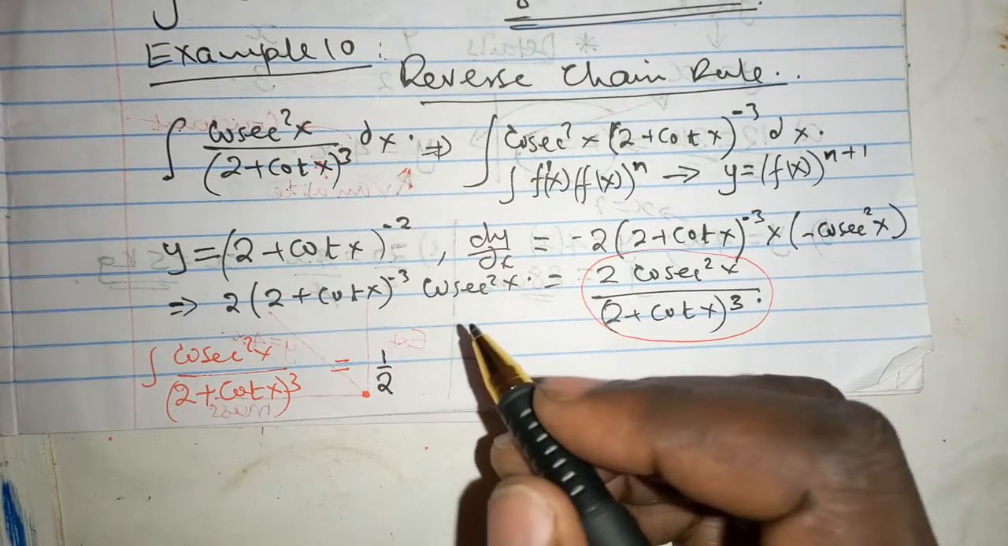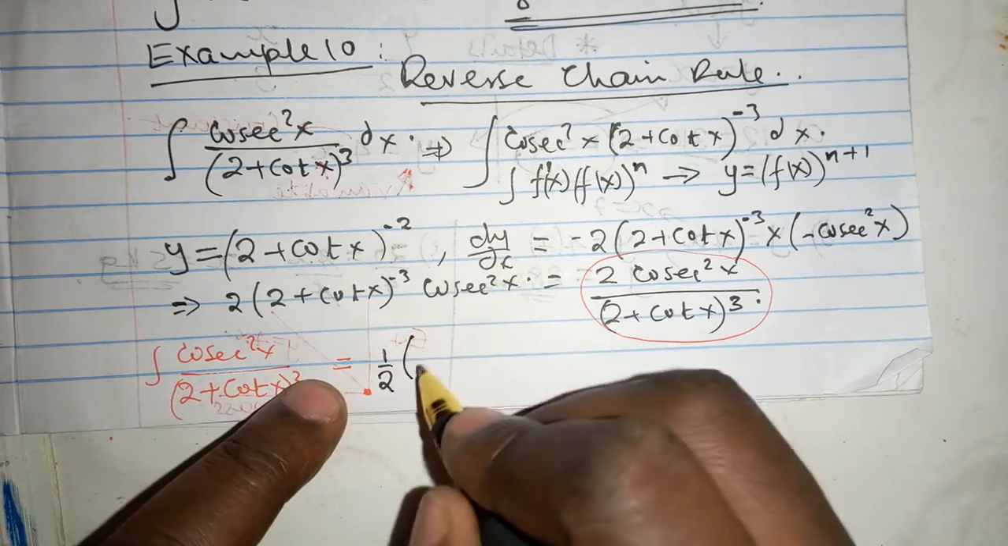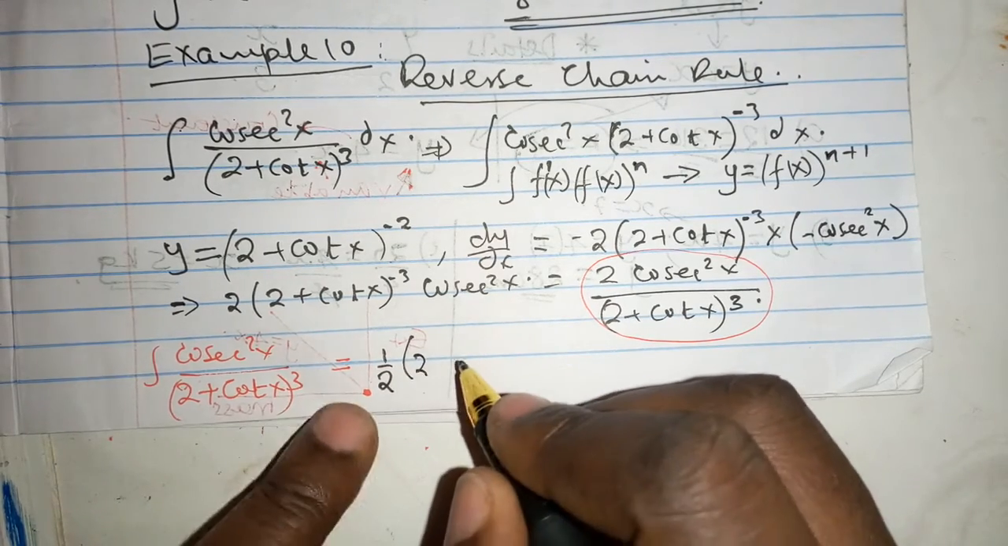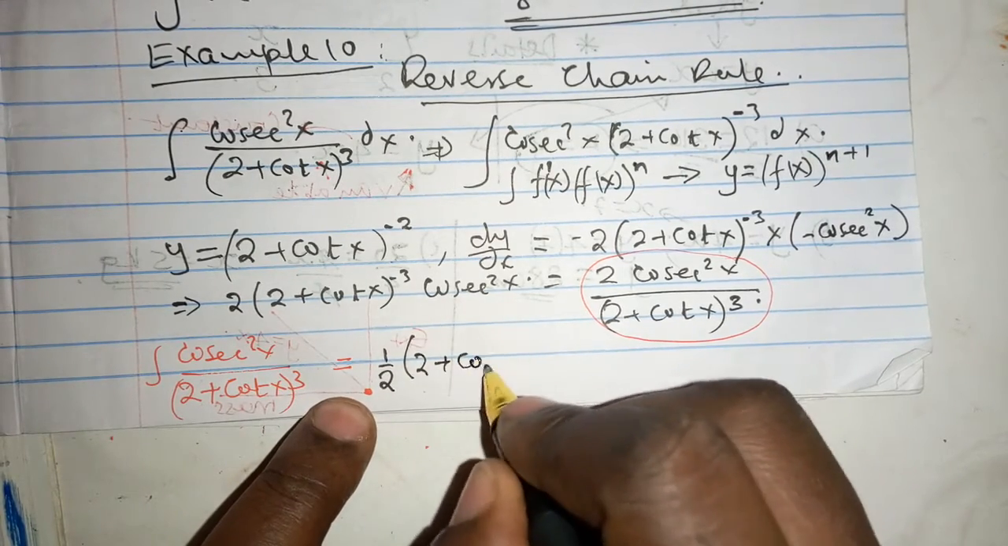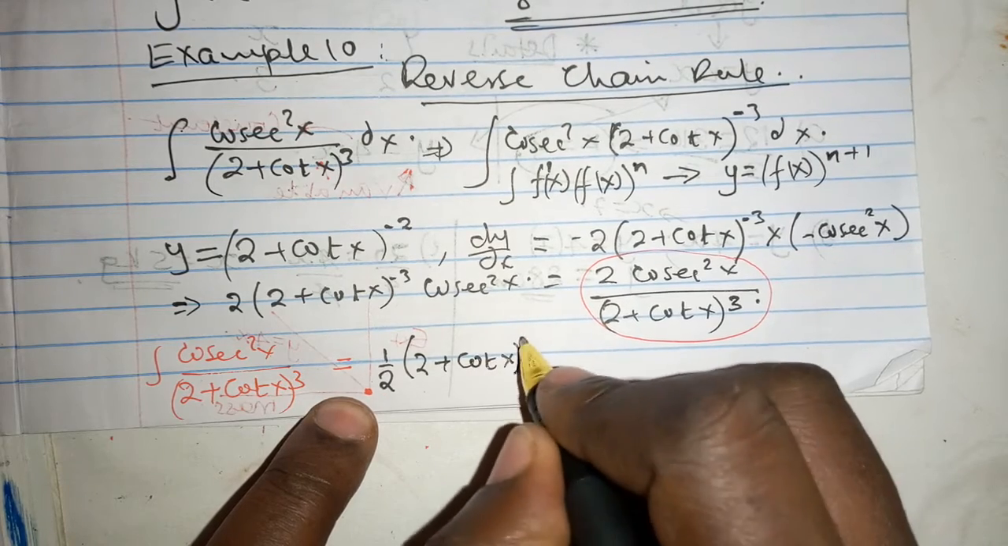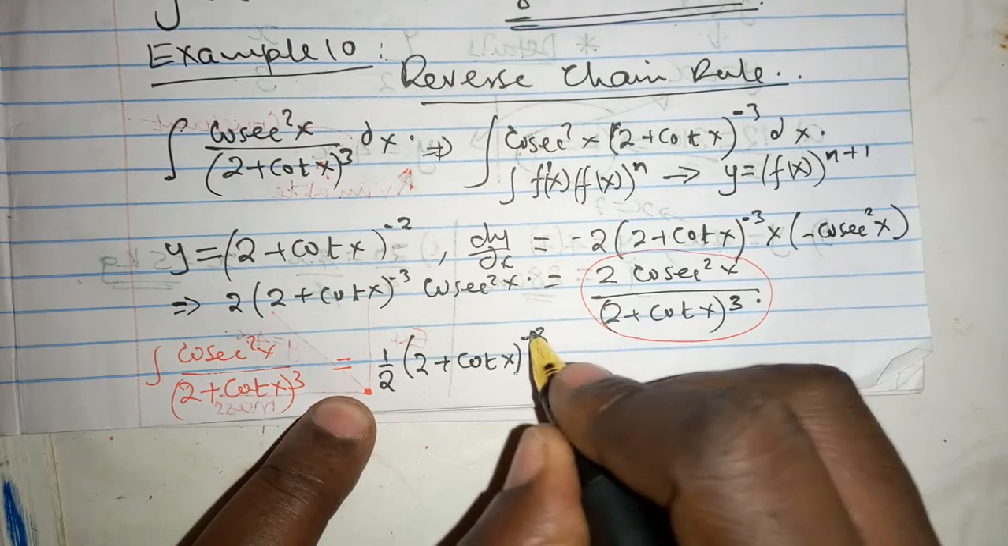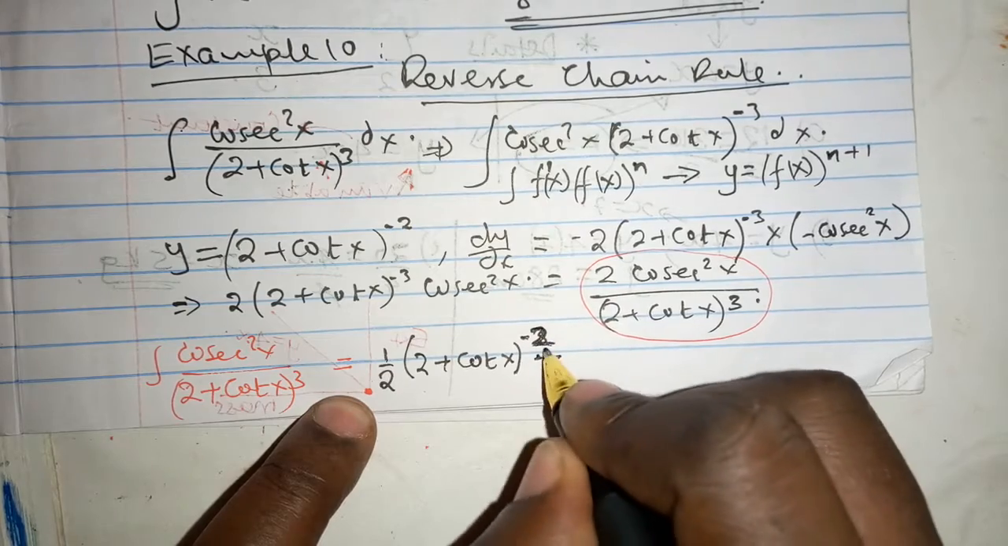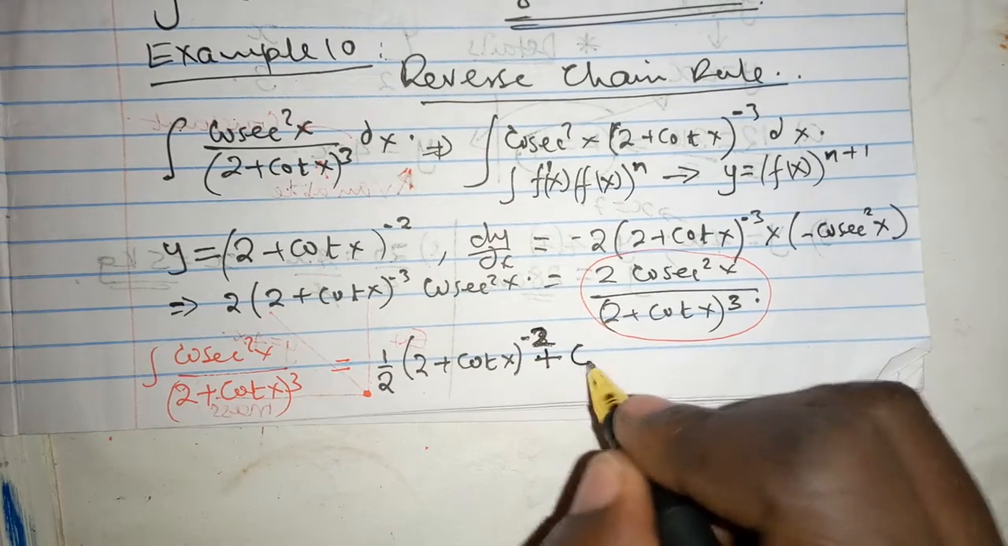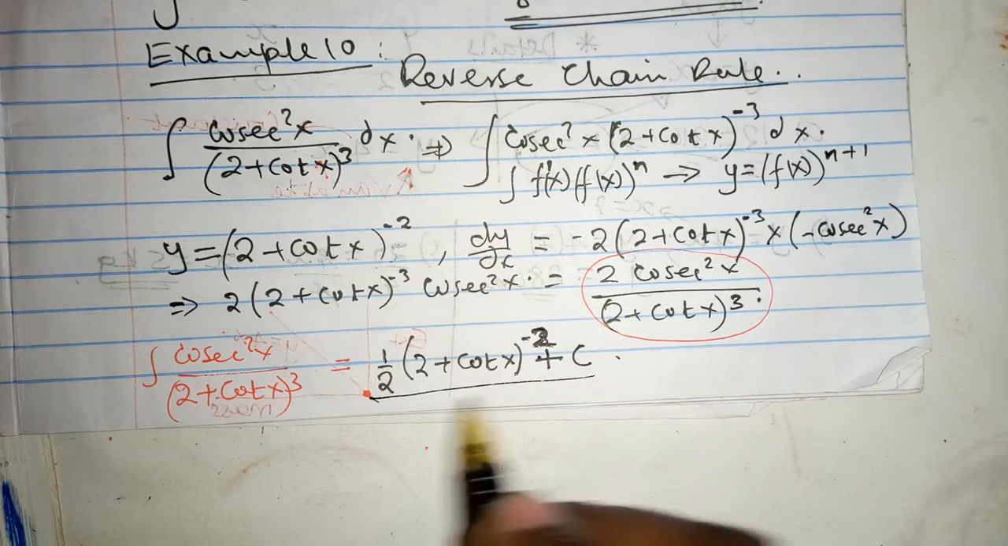So it is a half of (2 plus cot x) raised to the power of minus 2, minus 2 rather, not minus 3, plus a constant. And that is just like it.